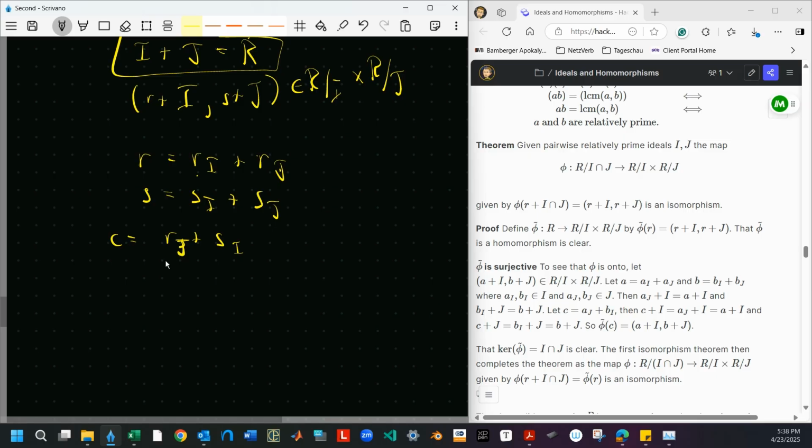Okay, now let's see what happens here. c plus I is equal to r_J plus s_I plus I, right? And what is s_I plus I?